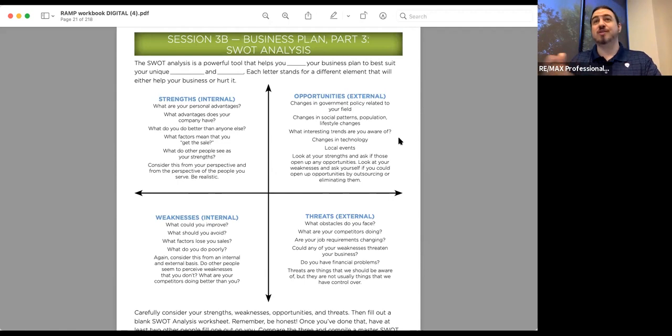Pull on those threads a little bit as you're talking to your existing client base. Maybe it's been kicking around in the back of their head, but they haven't really pulled the trigger on something like that. Those are the kinds of things to really think about right now as we're doing this exercise, and try to identify more of those things a little bit outside the box if you can. So again, changes in technology, local events, all those kinds of things.